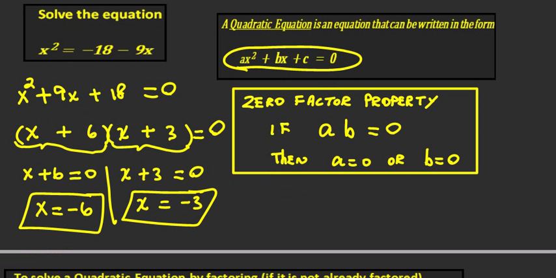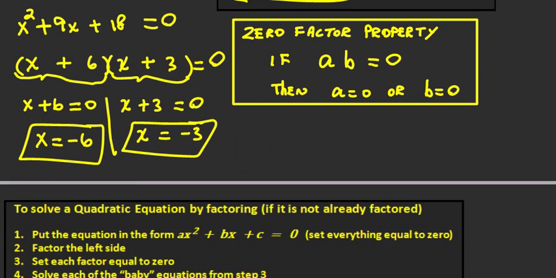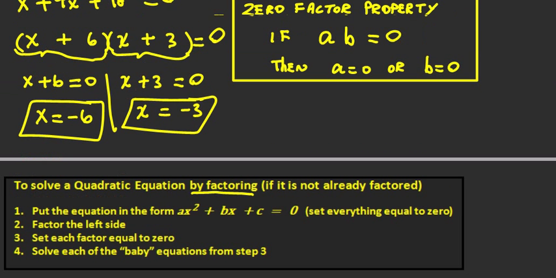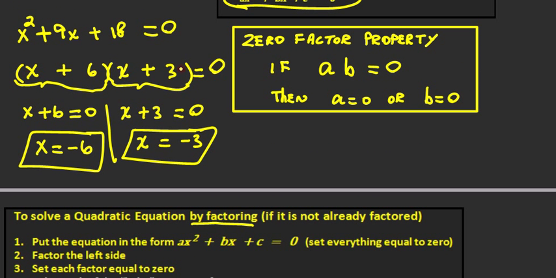Let me just summarize then what we did to solve this equation. To solve a quadratic equation by factoring, now we'll see other methods, but to solve a quadratic equation by factoring, if it's not already factored. Now sometimes they'll throw one at you that's already factored. So if we had been given this equation in this form here, well, the factoring would have been done for us.